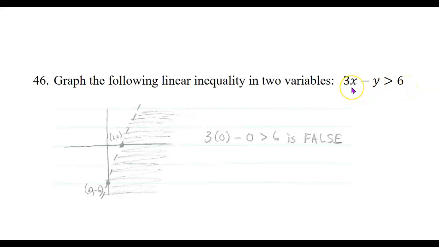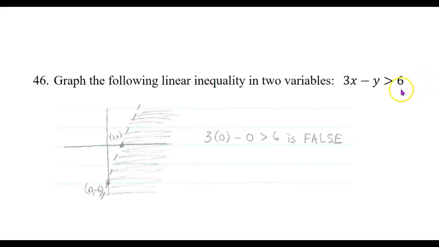And I think the easiest way to draw that line is if you stick in 0 for x, you get negative y equals 6, so y equals negative 6, and that gives you the point 0, negative 6. And if you stick in 0 for y, you get 3x minus 0 equals 6, so x equals 2. That gives you the point 2, 0. So now that we have those 2 points, we draw the line that goes through those 2 points, but I've made it a dotted line.